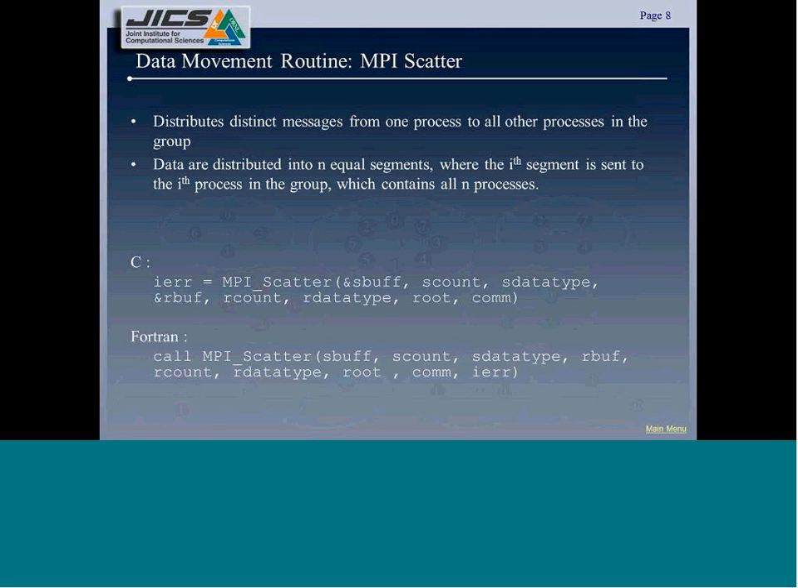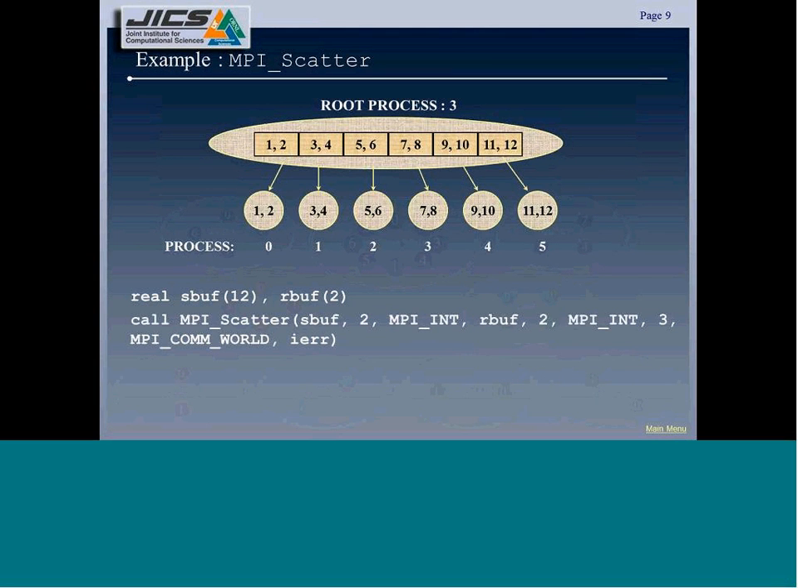Another MPI data movement function is MPI scatter. So what it does is it distributes distinct messages from one process to all other processes in the group. So the difference between MPI broadcast and MPI scatter is that instead of distributing one contiguous chunk to all processes, it actually splits up the data. The root splits up the data and sends equalized chunks to the remaining processes in the communicator.